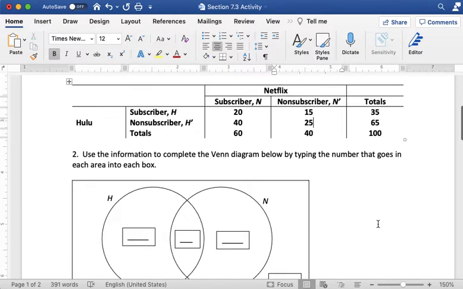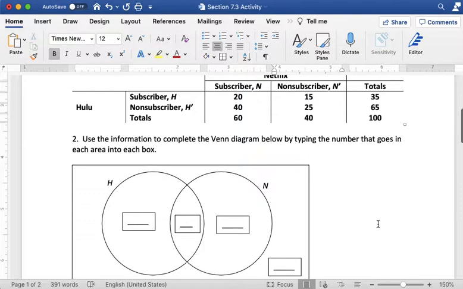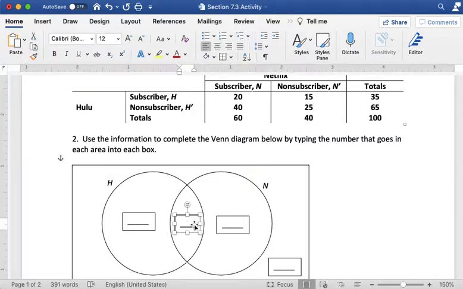Now we're going to fill in this Venn diagram. In our Venn diagram, we have a circle for Hulu and we have a circle for Netflix. The overlap in the middle is going to be the number that subscribe to both Hulu and Netflix.